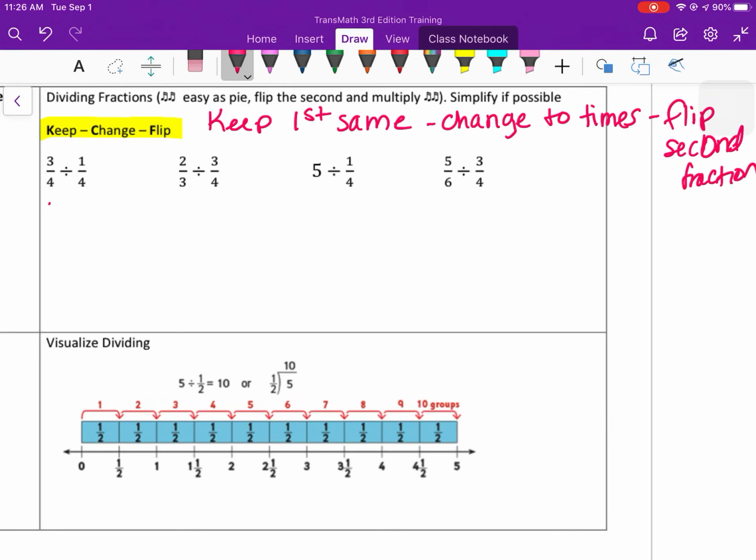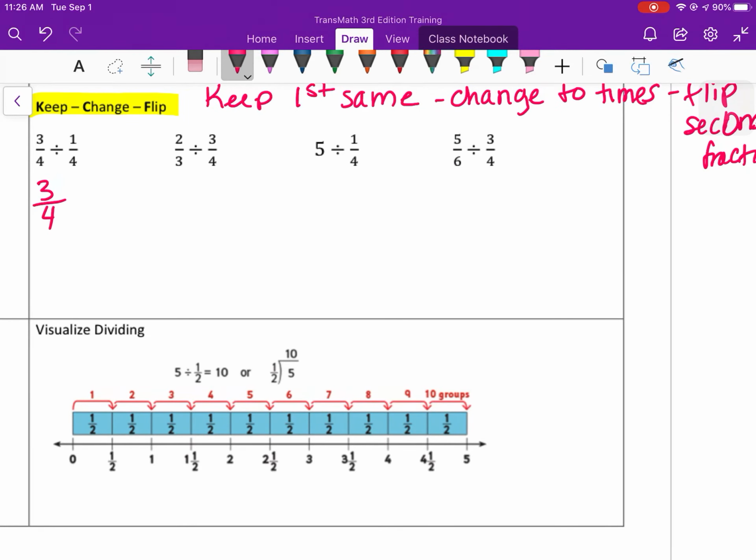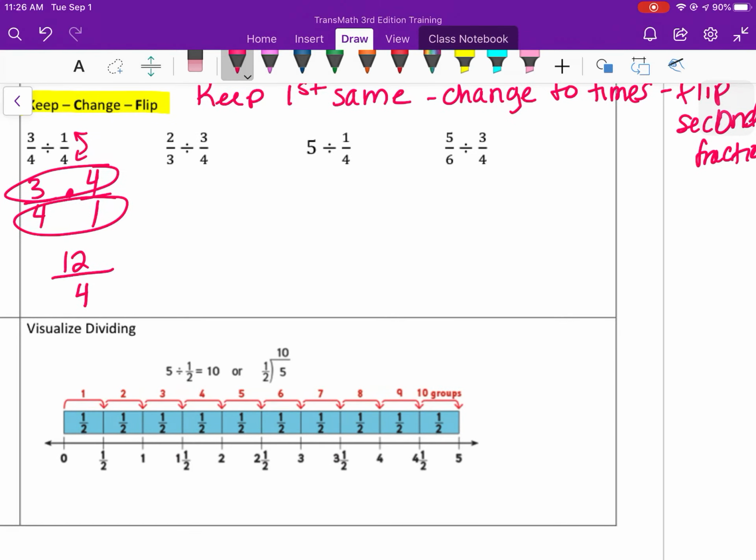So keep 3/4 divided by 1/4. You're going to keep 3/4, change it to multiply, times, then flip the second one, 4 over 1. Then multiply across the top. So 3 times 4 is 12 over 4 times 1 is 4. Then simplify. Well, 12/4 is the same thing as 12 divided by 4, so it simplifies to 3. Or you can think they both have 4 in common. 12 is 3 times 4, and 4 is 1 times 4, so you can take out a 4 in both. 3 over 1 simplifies to just 3.